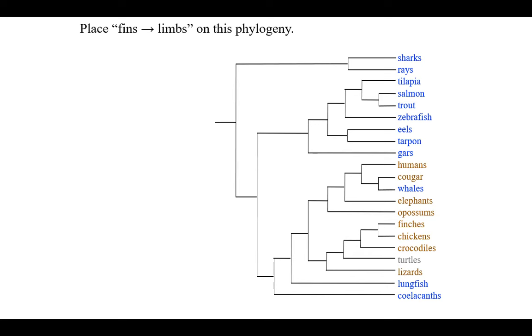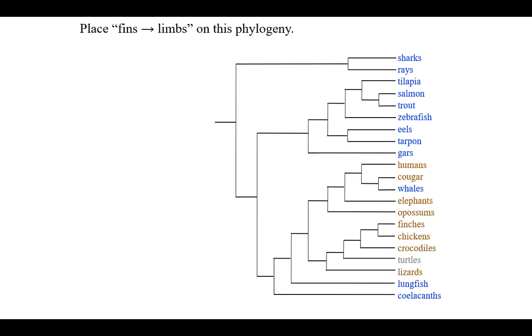What are you saying? At the node, fins to limbs. But that would mean these are inherited. Right, yeah, that's not right. That salmon? I'd say the lower half. The lower half. Okay, so you guys are all hovering around here.